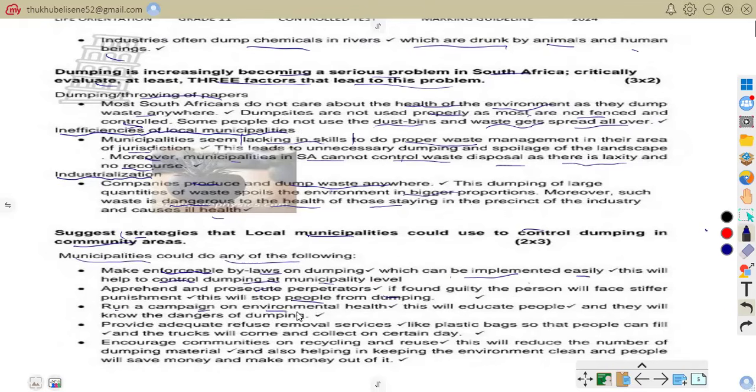Run a campaign on environmental health. This will educate people and they will know the dangers of dumping. So we are talking about environmental awareness campaigns. Communities should be educated about the dangers of dumping. For example, schools and community meetings teaching people about recycling and cleanliness.